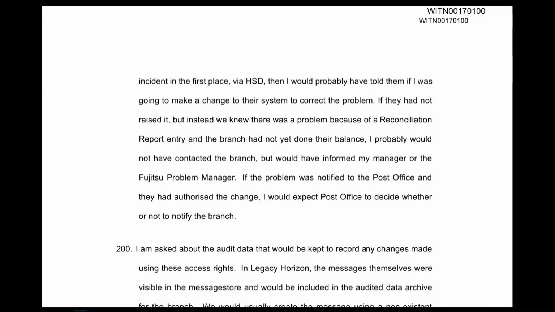You say that in relation to, in the last part, that if the problem had been notified to the Post Office and they'd authorised the change, you would expect the Post Office to decide whether or not to notify the branch. What would affect whether or not the Post Office told the branch that their financial data had been altered? I don't know. I think that's a question for Post Office. Did you know of some cases where the Post Office did not tell the sub-postmaster that their financial data had been altered remotely by somebody within Fujitsu? Yes, I think that definitely did happen.